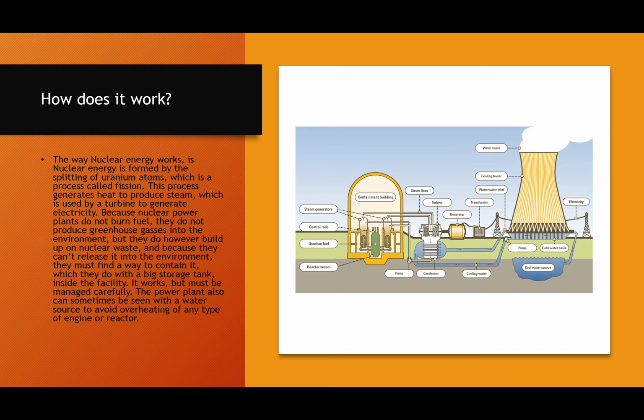How does nuclear energy work? How does it function? The way nuclear energy works is nuclear energy is formed by the splitting of uranium atoms, as I discussed, which is a process called fission. This process generates heat to produce steam, which is used by a turbine to generate electricity. Because nuclear power plants do not burn fuel, they do not produce greenhouse gases into the environment, but they do, however, build up nuclear waste, and because they can't release it into the environment, they must find a way to contain it, which they do with a big storage tank inside the facility. It works, but must be managed carefully.